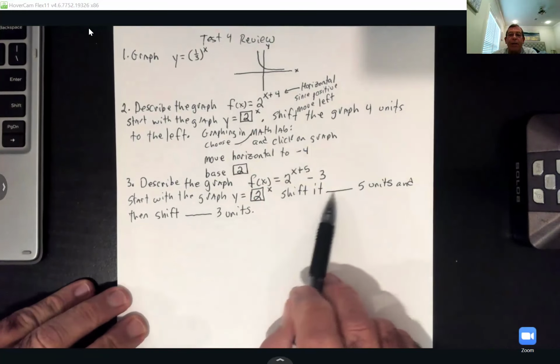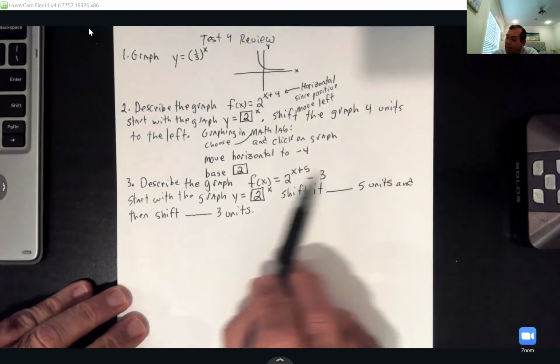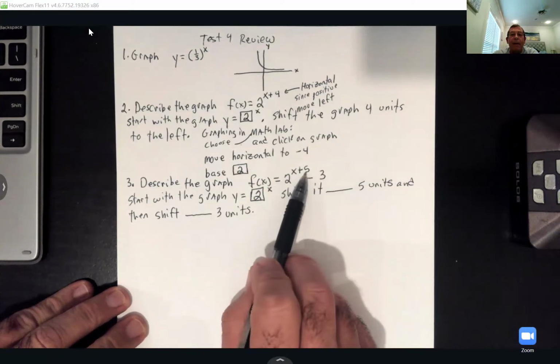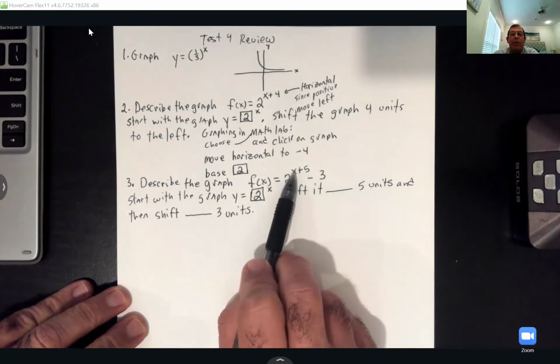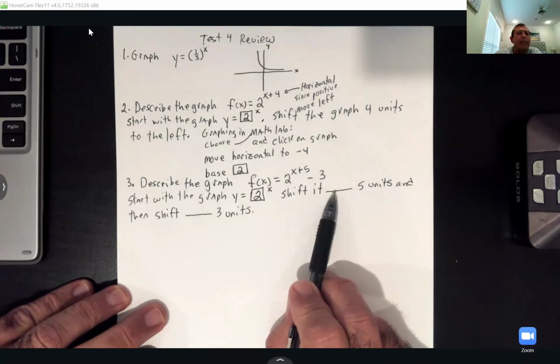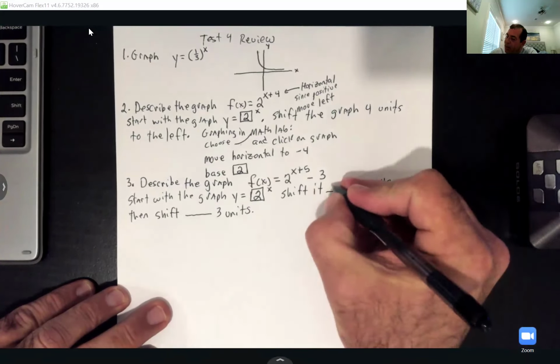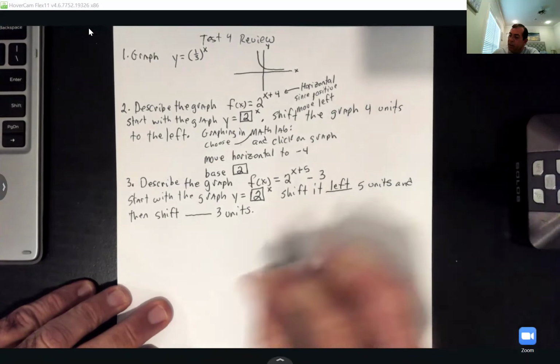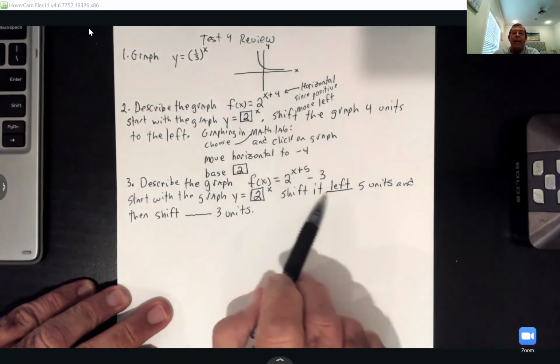Now, shift it blank 5 units. Well, here's your 5. It's been added to the exponent. So what am I putting here? Up, down, left, or right? What are you saying, Nancy? Y'all are saying left on that? Good job. So just like above, when it's being added, it went left.